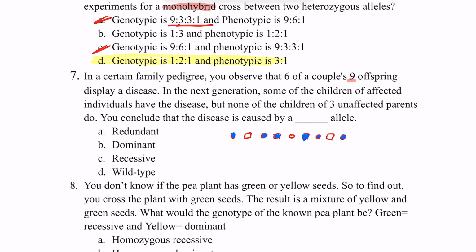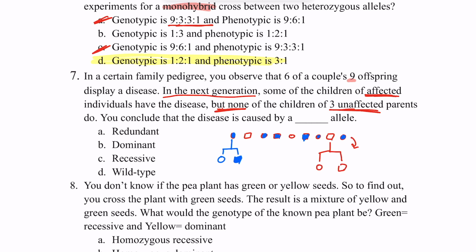Now, the next key information is in the next generation. So these kids here are going to have some other kids. Some of the children of the affected, so the blue, individuals will have the disease. So let's just draw an example. Say if this one has kids, one might be unaffected and one may be affected. And then our next key information, it says, but none of the children of the 3 unaffected parents do. So that's saying that these blank ones are going to have unaffected children.